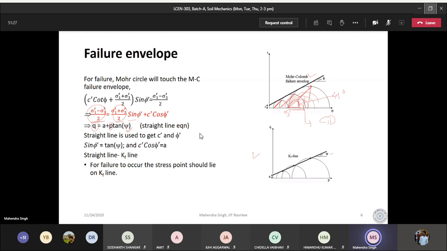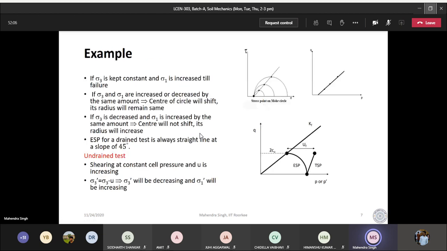But if we join only these final points of the failure circles, this is what we have done here. So this particular line is called the KF line. So what happens is, if you know this KF line, and there is some stress path which is moving like this, then when this stress path touches this KF line, the failure will occur. For failure to occur, the stress point should lie on the KF line. I am taking some examples here.